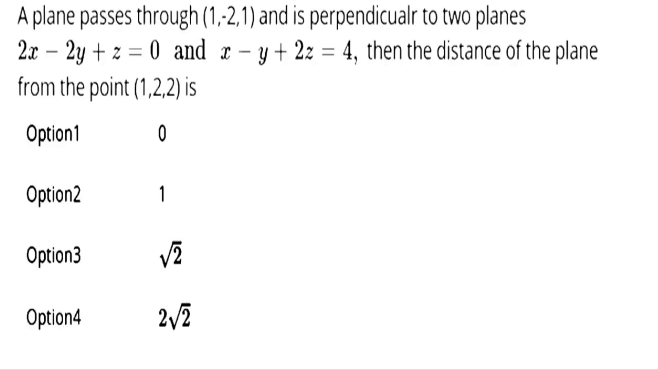Thank you. Hi guys, our question is: a plane passes through (1, minus 2, 1) and is perpendicular to two planes 2x minus 2y plus z is equal to 0 and x minus y plus 2z is equal to 4. Then the distance of the plane from the point (1, 2, 2) is.